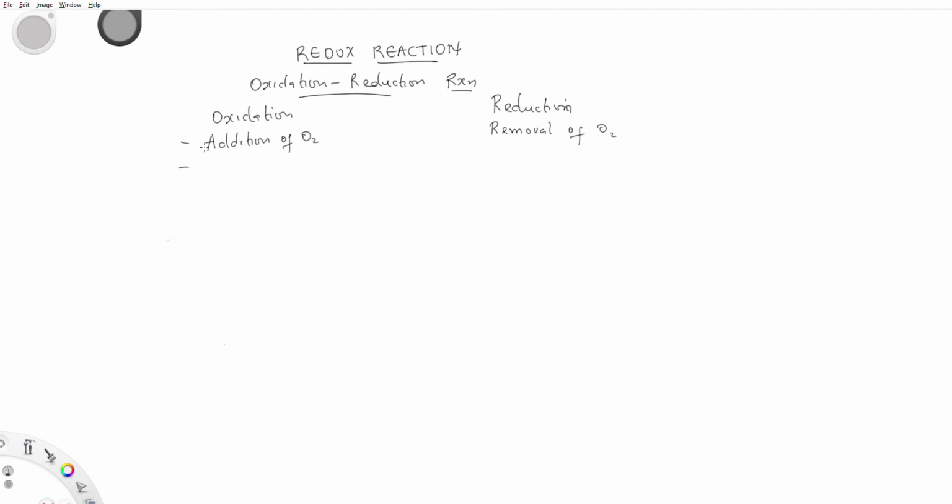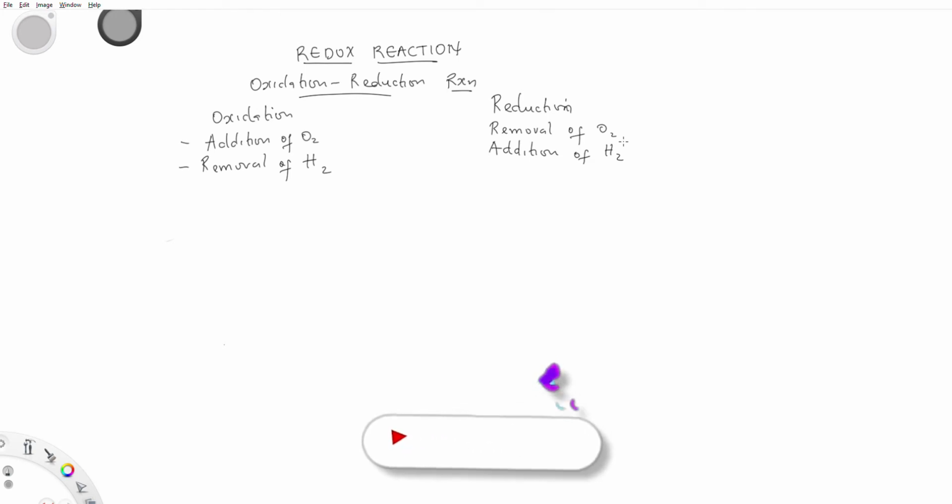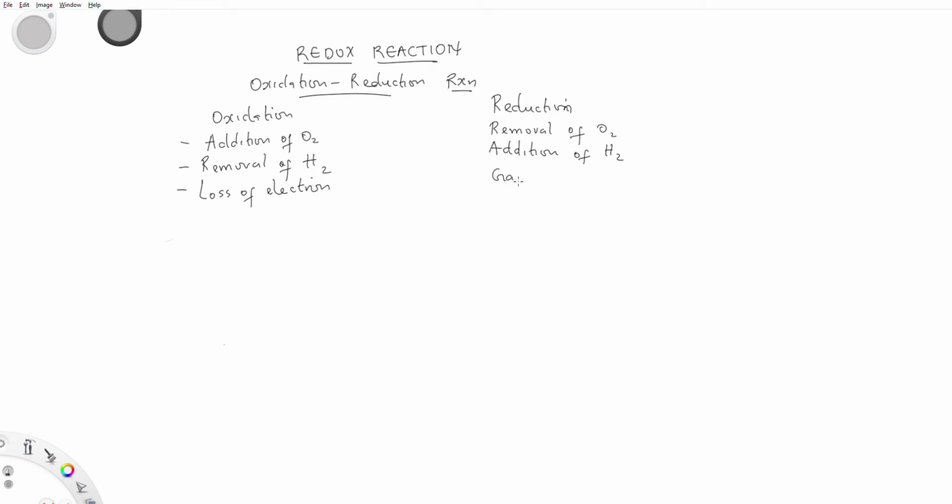Now, another very simple definition of oxidation is removal of hydrogen, and then on the reduction side is the addition of hydrogen. Okay, these ones are actually the basic definitions of oxidation and reduction. But let's go to something much more advanced. When there is a loss of electron, then we term that as oxidation. And when there is a gain of electron, then we term that as reduction.